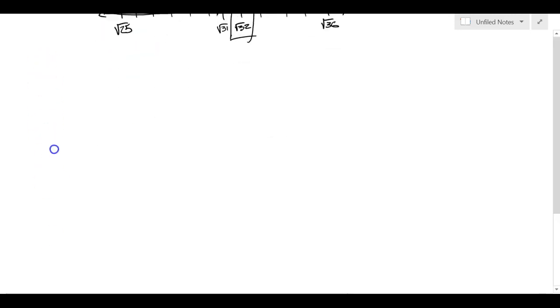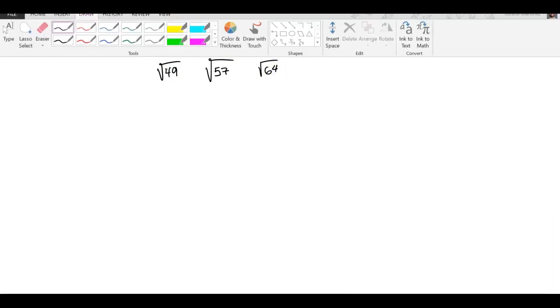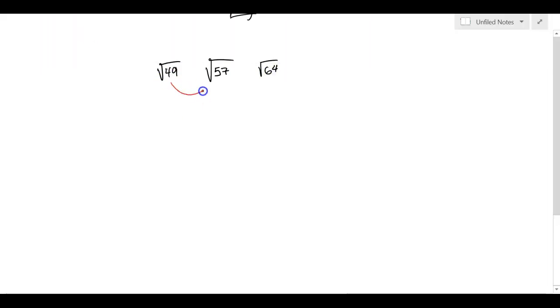So let's try one more. And this time we're going to go with radical, I don't know, 57. Now I need to find the 2 consecutives on either side, and that's obviously going to be 49 and 64. My second step, I'm going to determine the difference here, which is 8, the difference here, which is 7. Now, hopefully you see where this is going.